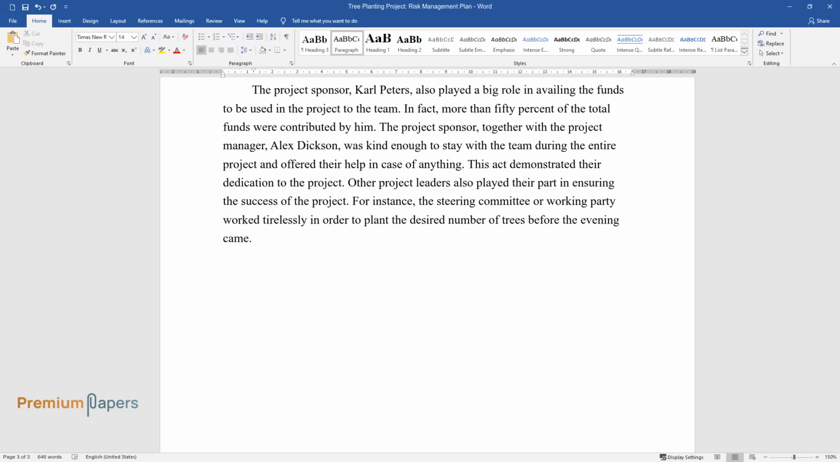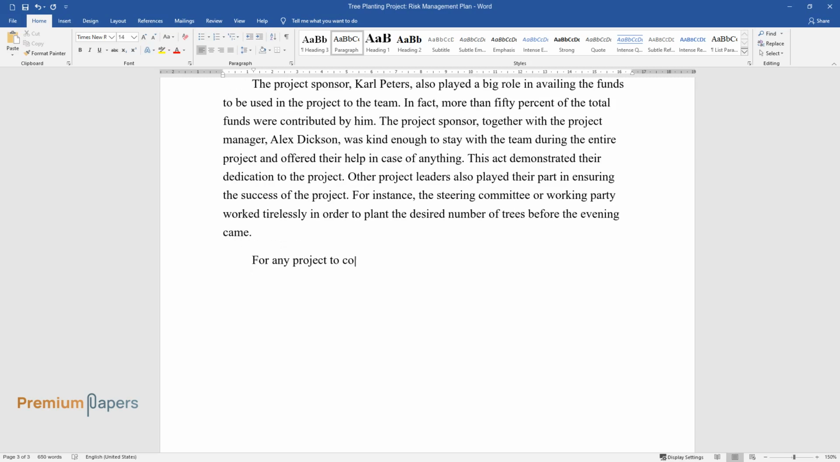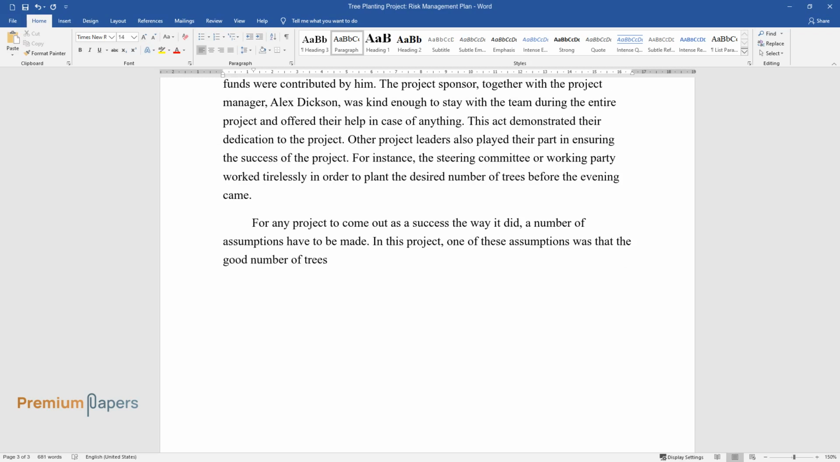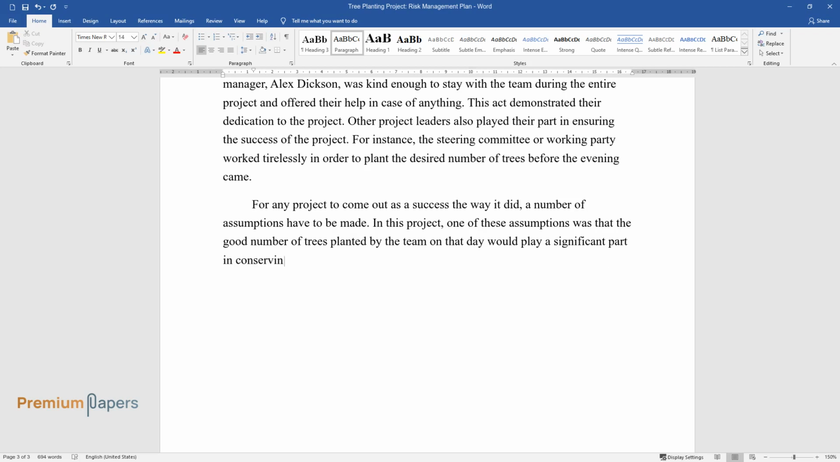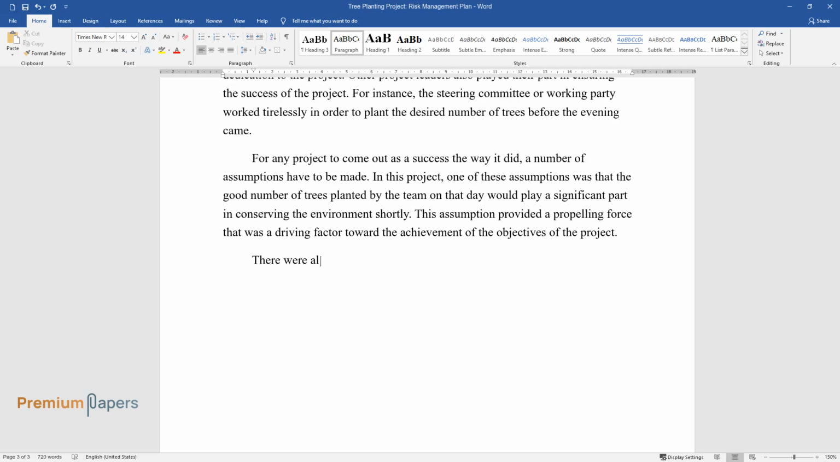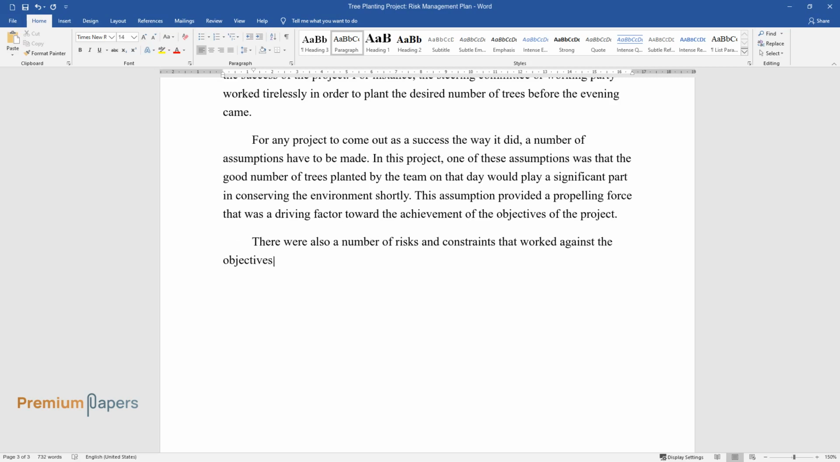For any project to come out as a success the way it did, a number of assumptions have to be made. In this project, one of these assumptions was that the good number of trees planted by the team on that day would play a significant part in conserving the environment shortly. This assumption provided a propelling force that was a driving factor toward the achievement of the objectives of the project. There were also a number of risks and constraints that worked against the objectives of the project.